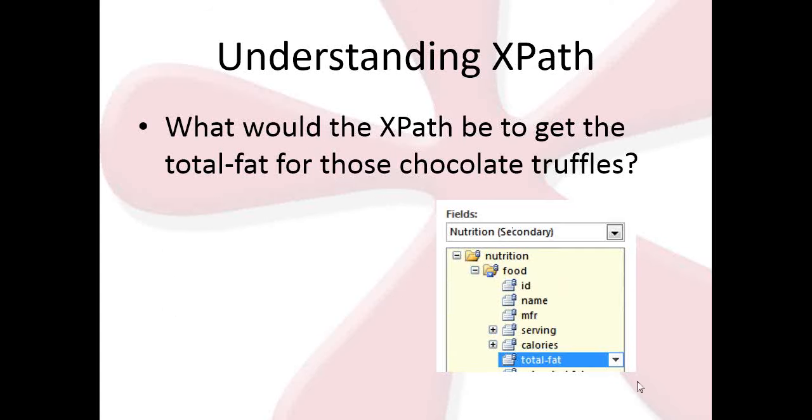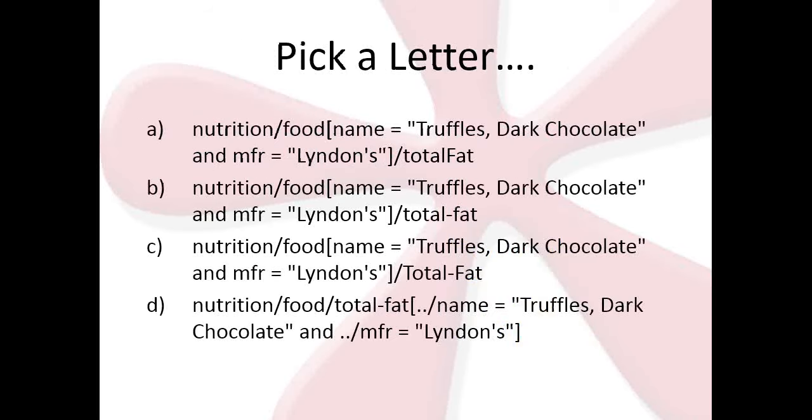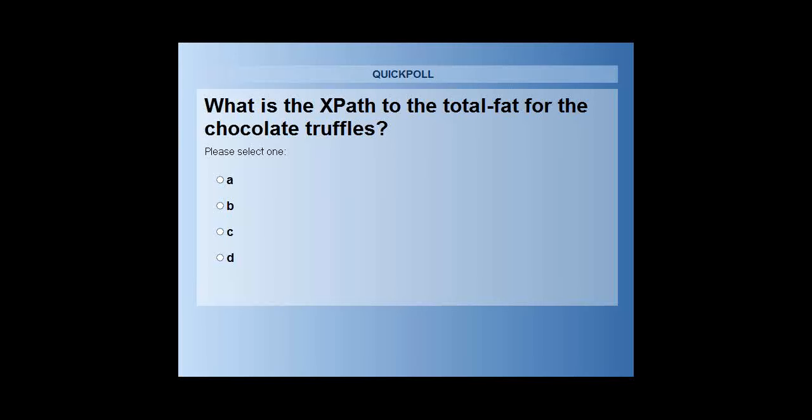So here's our data source again. And here are the XPaths. I'm going to give everybody a minute to take a look at these. And then I'm going to run a quick poll, and we're going to see if you can pick the right XPath to get this. I apologize because in the poll, I couldn't put these XPaths because they're too long for the character limit. So you have to pick your letter, know which one you're going to pick, and I'm going to go ahead and launch the poll, and you pick the XPath that you know would have gotten you that total fat.